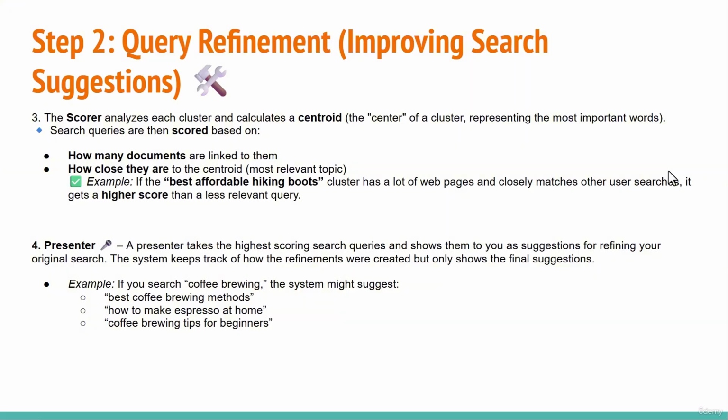Next is the presenter. The presenter takes the highest scored search query and shows it to you as a suggestion when you are searching, thus refining your original search. The system keeps track of how the refinement was created and then displays only the final suggestions. If you search coffee brewing, the system will suggest best coffee brewing methods, how to make espresso at home, or coffee brewing tips for beginners.